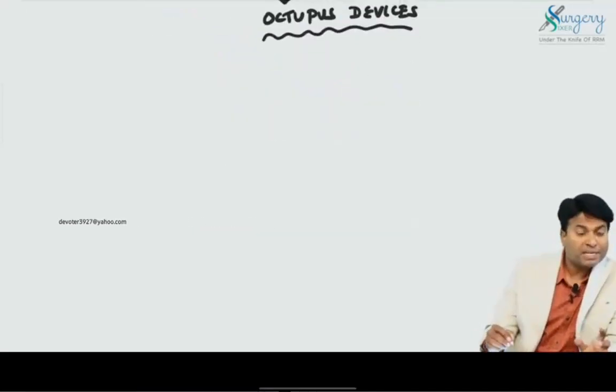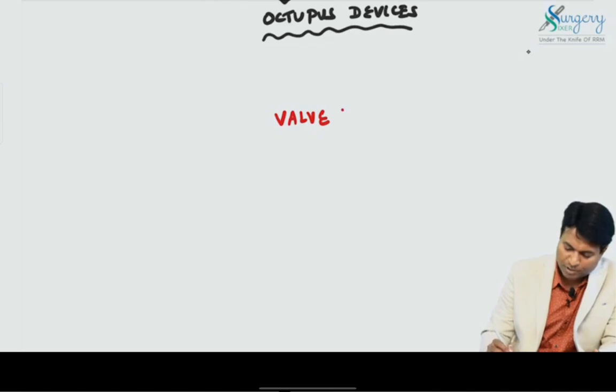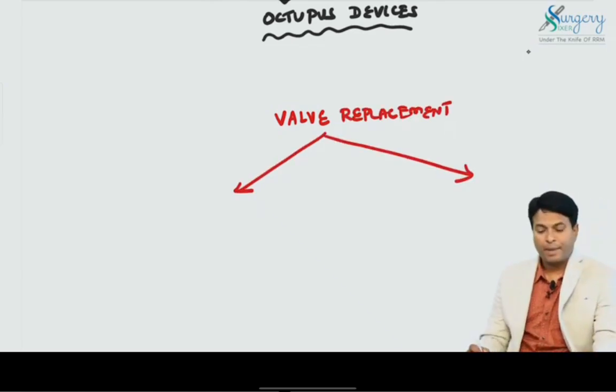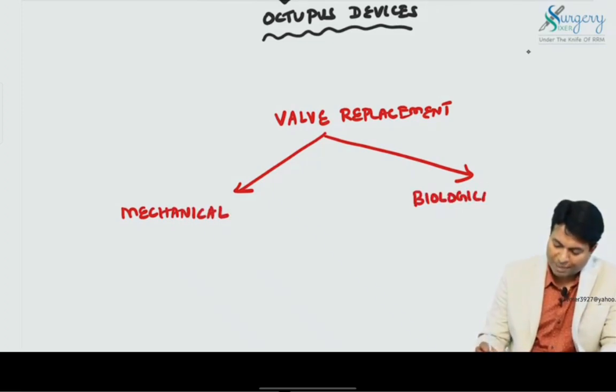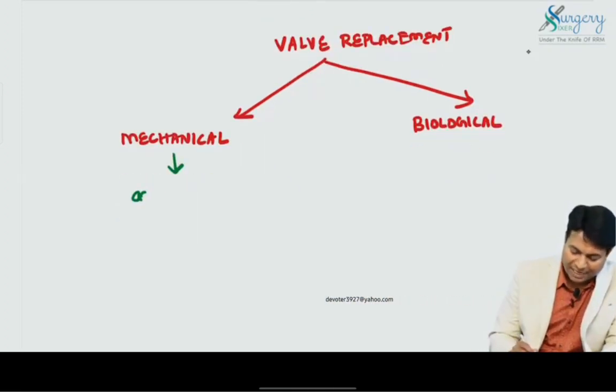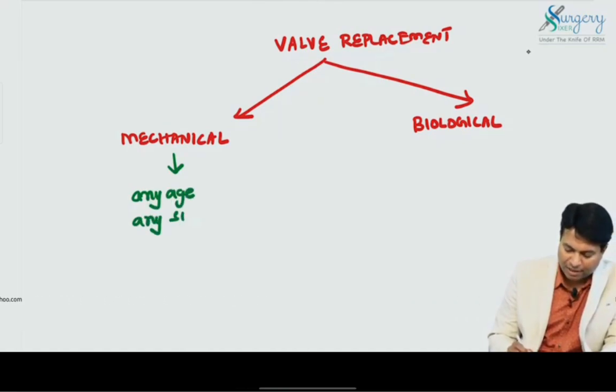Okay. And one more operation we do in heart surgeries is valve replacement. So when we are discussing valves, we should know there are two types of valves available. What are the valves? One is mechanical valve. Another is biological valve. Mechanical valve is manufactured in the company and it can be used at any age, any size is available because it is manufactured in the company.